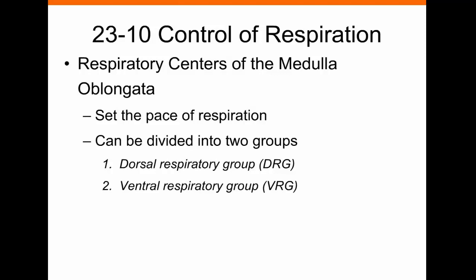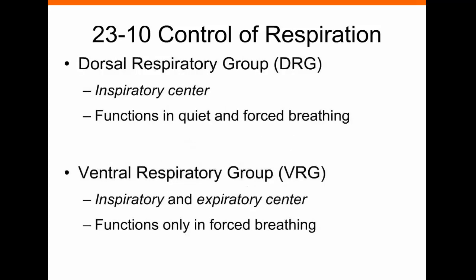So the respiratory center of the medulla oblongata sets the pace for respiration, and it can be divided into two groups. You've got the dorsal respiratory group, known in brackets as DRG, and the ventral respiratory group, called VRG. The dorsal respiratory group is responsible for the inspiratory center and functions in both quiet and forced breathing. The ventral respiratory group is responsible for the inspiratory and expiratory center, but it functions only in forced breathing.